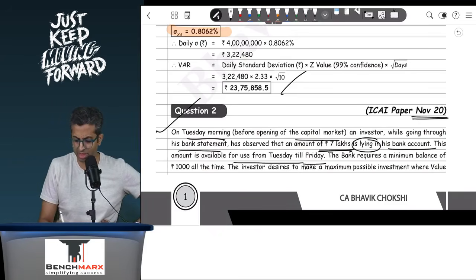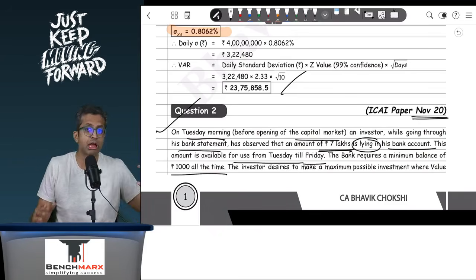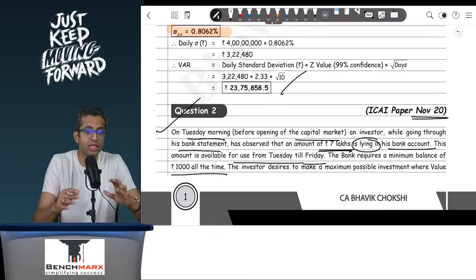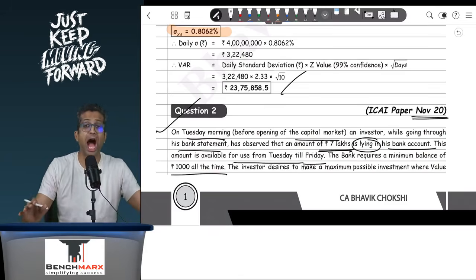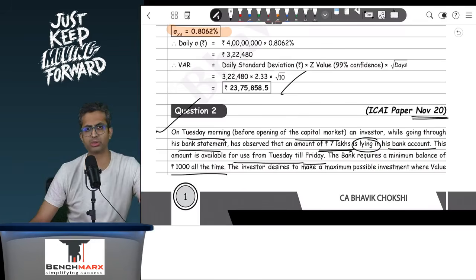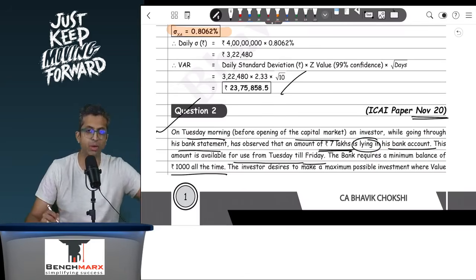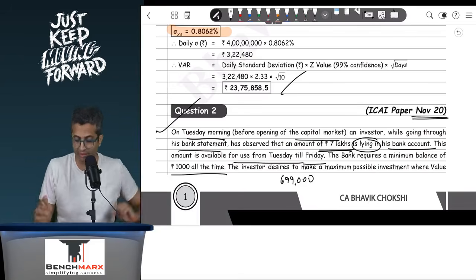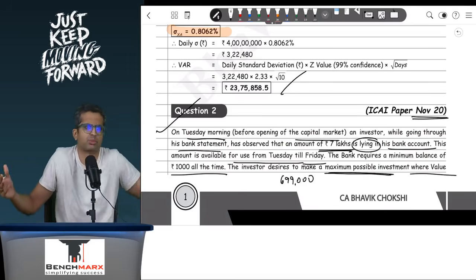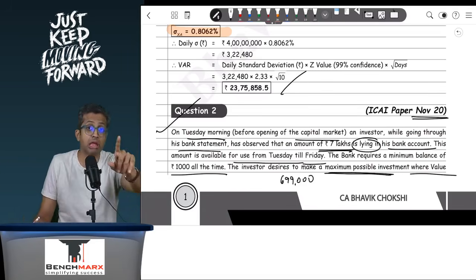The bank requires a minimum balance of 1,000 all the time, which means that if all goes south, I still need to have 1,000 in my bank account. As of now, I have 7 lakh. I need 1,000 minimum at all points of time, and hence the value with which I can play around is 6,99,000. The investor decides to make the maximum possible investment. Well, for the maximum possible investment, you would invest 6,99,000 in the spot.